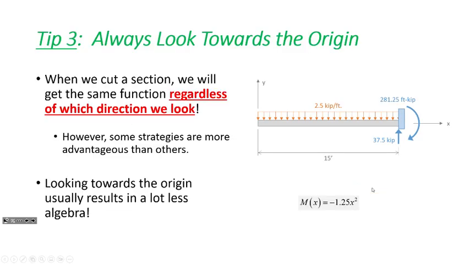So I propose that you're going to get the same moment function whichever way you look. But regardless of which direction you look, looking towards the origin usually results in a lot less algebra. A whole lot less algebra, okay? It will make your life a little easier. So far, so good? Okay.